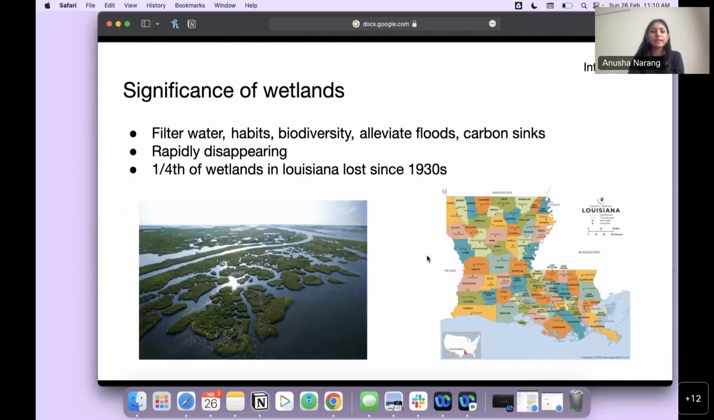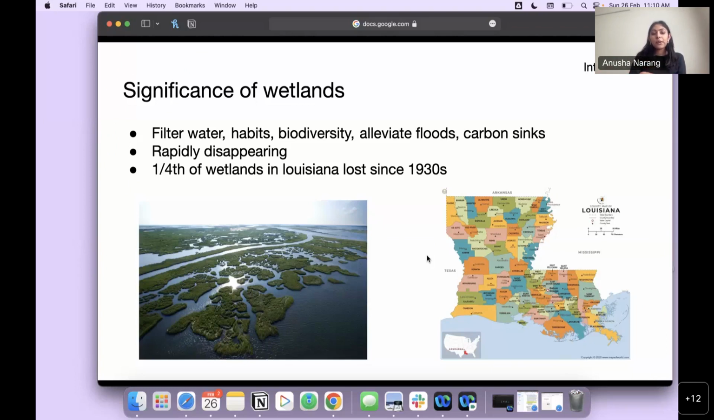Okay. So wetlands are really important to our ecosystem because they have the ability to filter water by detoxifying chemicals and filtering sediment out. They provide habitats to many biodiverse species, and they can alleviate floods. And most importantly, they are carbon sinks, which means that they can store more carbon in their ecosystem than they release into the atmosphere. And this is especially important to mitigating global warming.